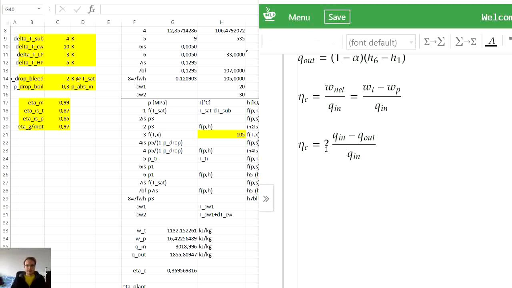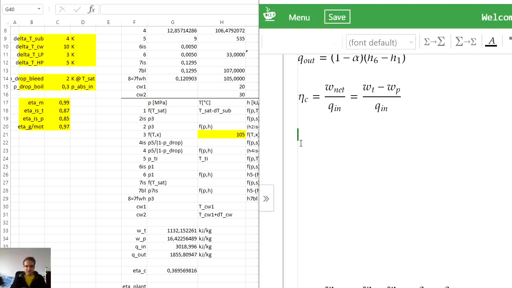Now the question is, can I also use Q in minus Q out over Q in? The answer is not really, because we have some energy dissipated or rejected on the efficiencies of the generator or motor, or on the mechanical efficiency. So unless we would express that as part of the Q out, we cannot use this formulation.